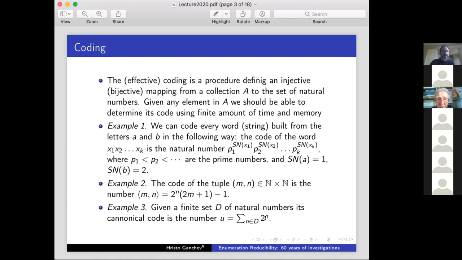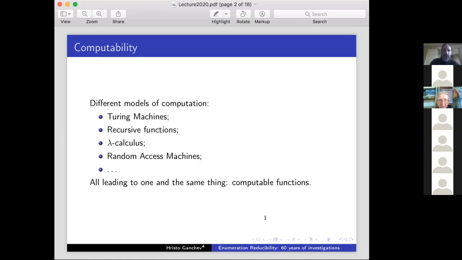All right, so when we have this coding, what happens is that using the coding, you can simulate one computational model in the other. So you can simulate recursive functions, lambda calculus, or random access machines with Turing machines, and vice versa. You can simulate Turing machines via recursive functions, or lambda calculus, or random access machines. So this is what happens when you do coding.